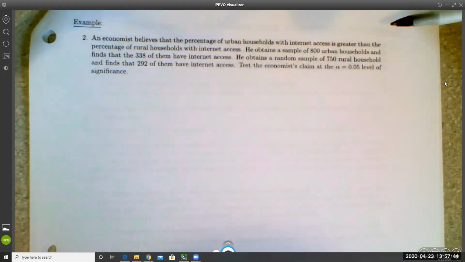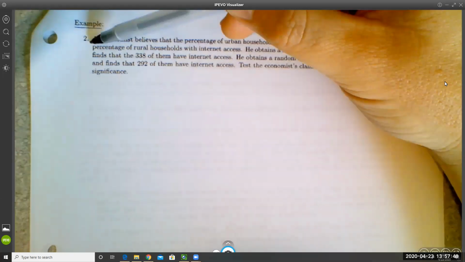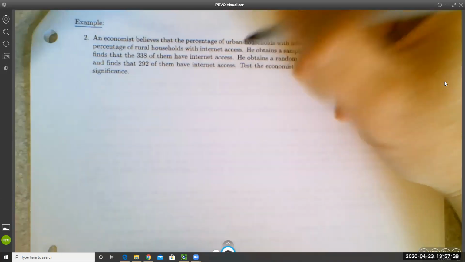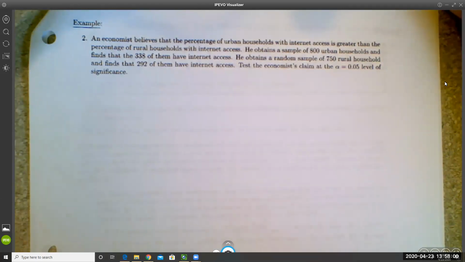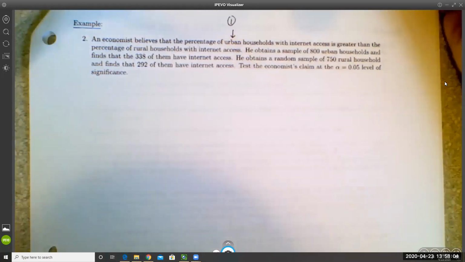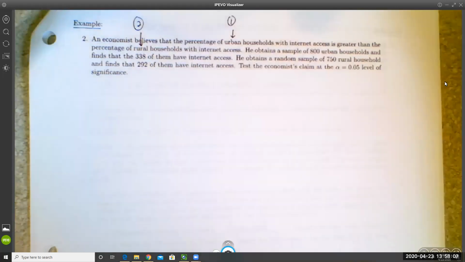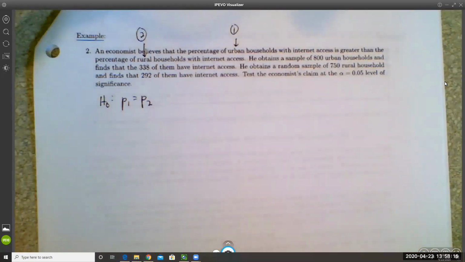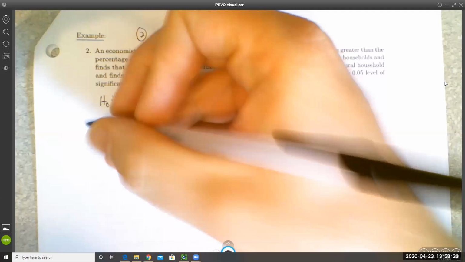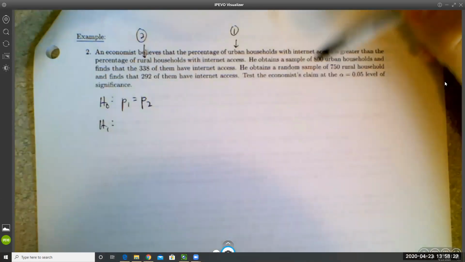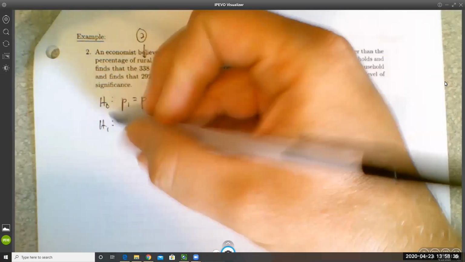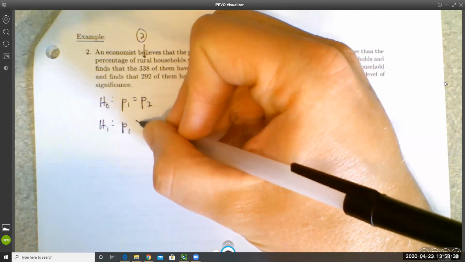Test his claim. Well, what's his claim? He believes that the percentage of urban households with internet access is greater than the percentage of rural households. So let's call urban households group 1, since they were the first ones mentioned, and then rural households would be group 2. The null hypothesis is that the proportions are the same, right? The proportion of individuals in urban households who have internet access is the same as that in rural households. The alternative hypothesis is what we're trying to test. We're trying to test his claim. His claim is that the percentage in urban households is going to be greater than the percentage in rural households. So he thinks P1 is going to be greater than P2.